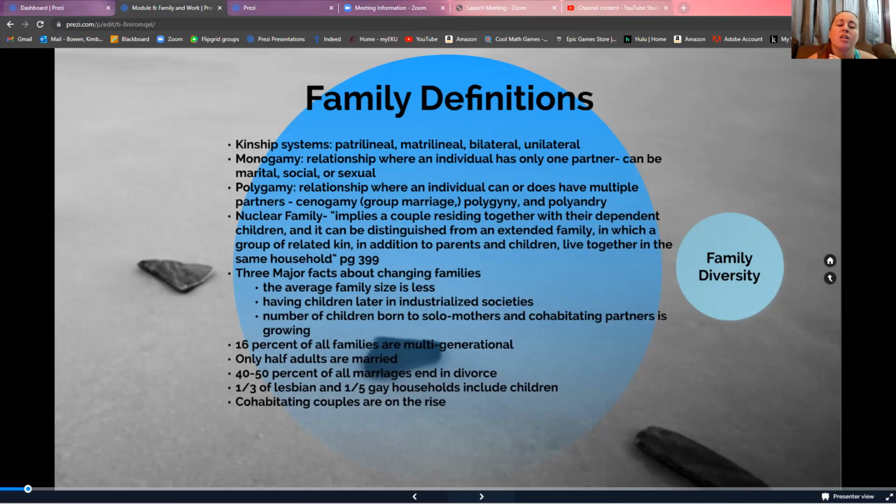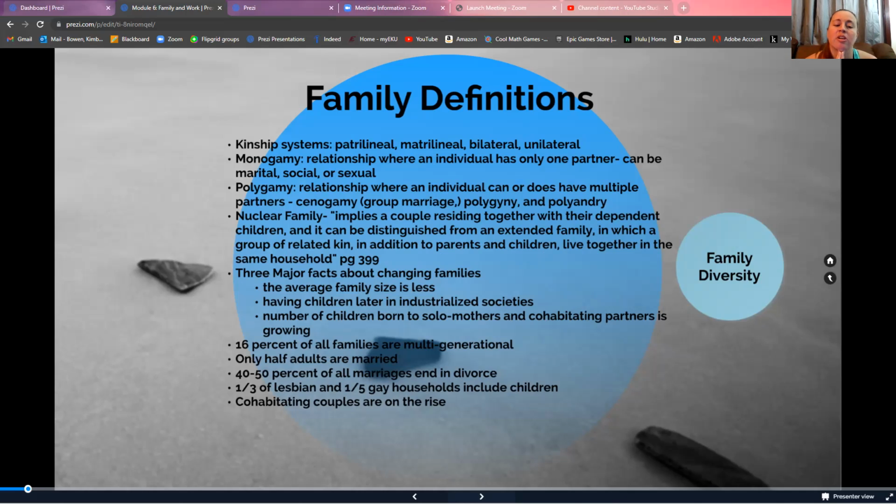And then you have the nuclear family, which implies a couple residing together with their dependent children, and it can be distinguished from an extended family in which a group of related kin, in addition to parents and children, live together in the same household. So essentially, this is the two parents or however many parents and the offspring, and that's how most families operate in this country. However, that's not the same for all cultures.